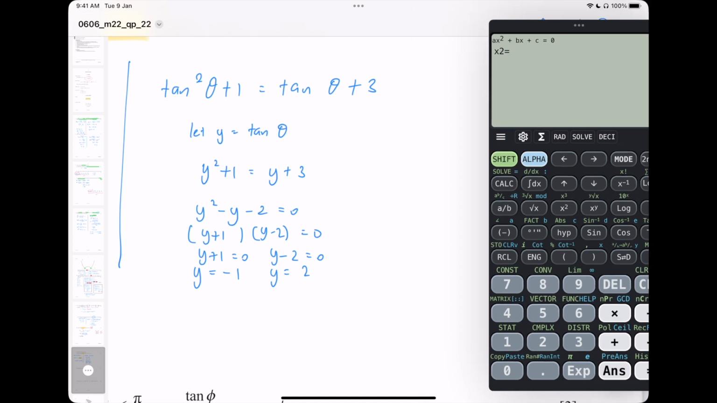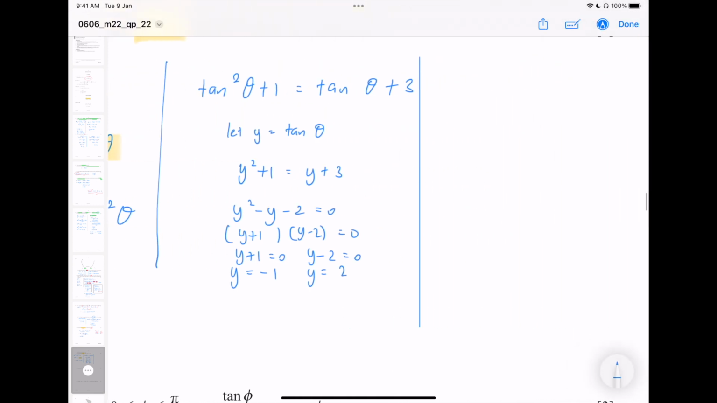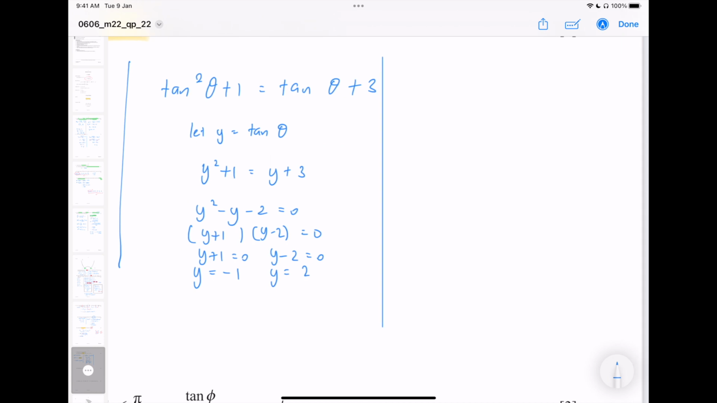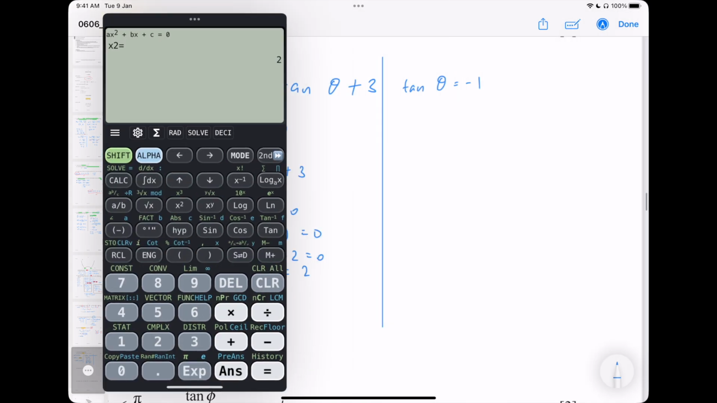Okay, I know what y is, but again, that's not what you want. You want tangent theta, right? So just change it back. Tangent theta equals minus 1. You can just do your math on the calculator.